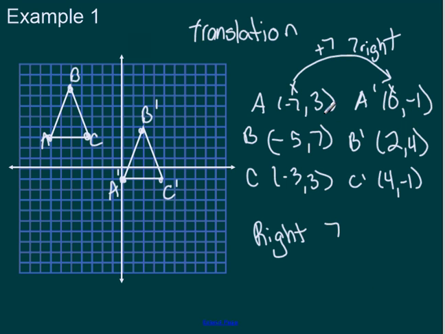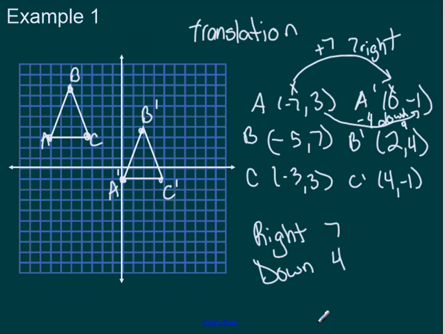I am going from 3 to -1. My question is, how do I get there from 3 to -1? My answer is I'm going to go down 7. Sorry, that's wrong. Down 4 in order to get from 3 to -1. So my first guess for my translation is right 7, down 4.